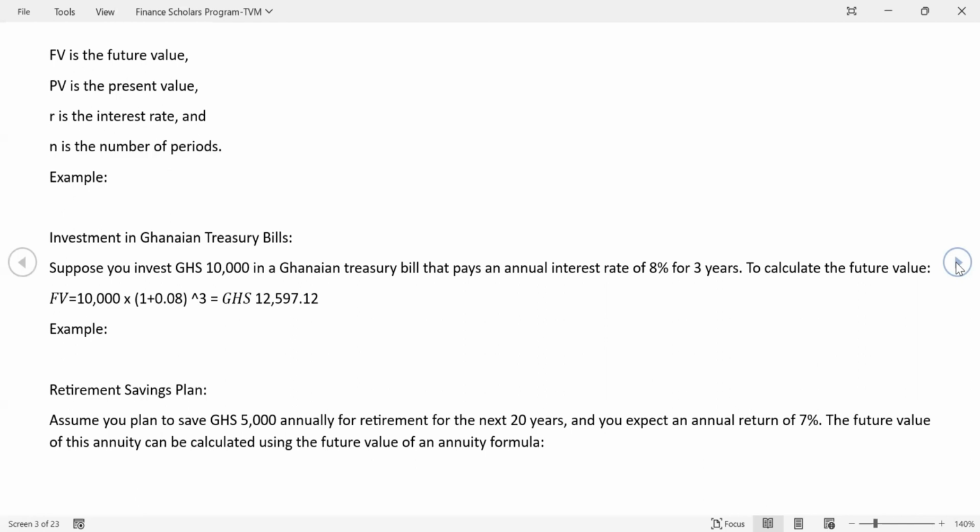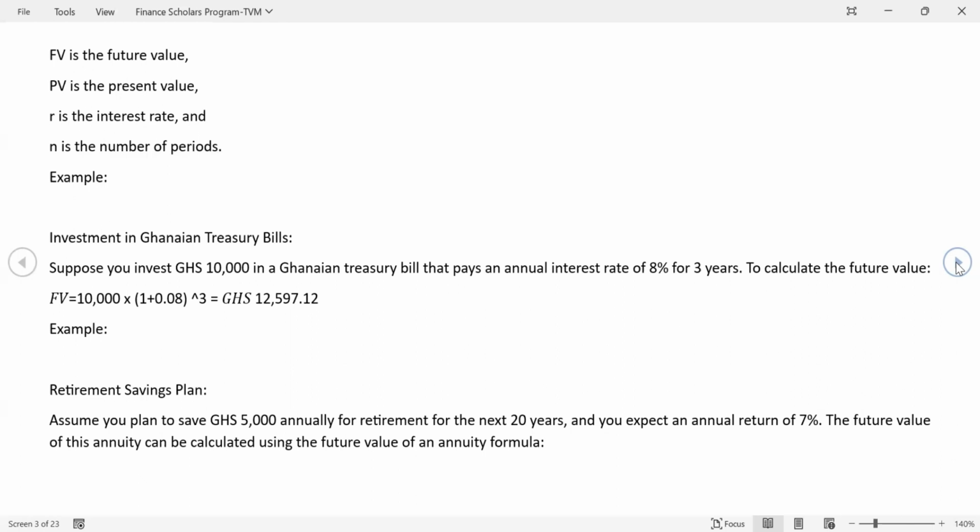In the next example, assume you plan to save 5,000 annually for retirement for the next 20 years, and you expect an annual return of 7%. Then the future value of this annuity can be calculated using the future value of annuity formula. Let's look at this example. How much will you be paying on a regular basis? Weekly, daily, depending on what you want. Annuity just means equal payments at regular intervals.